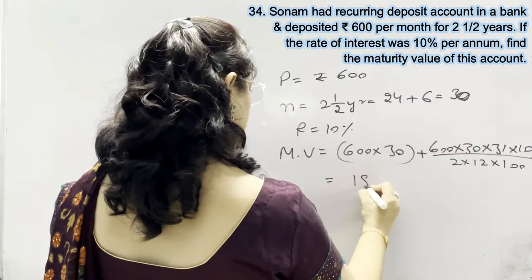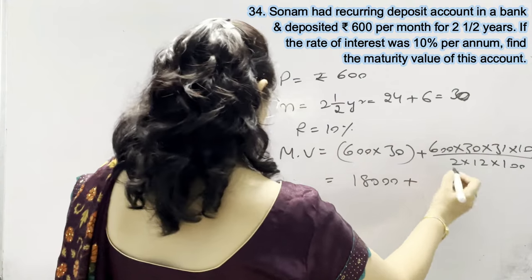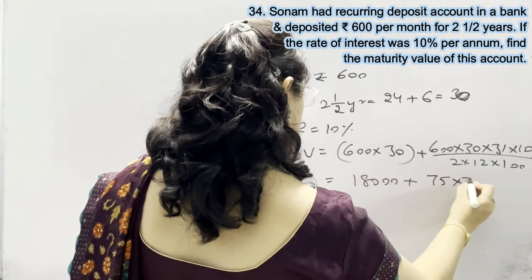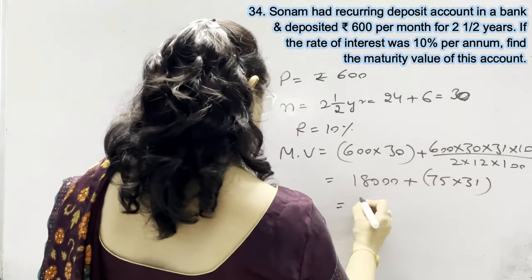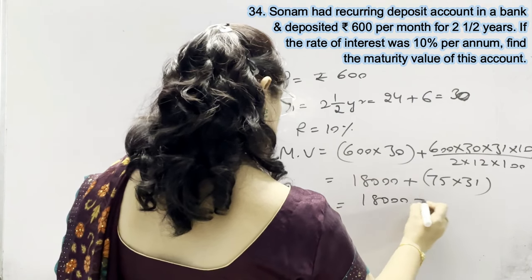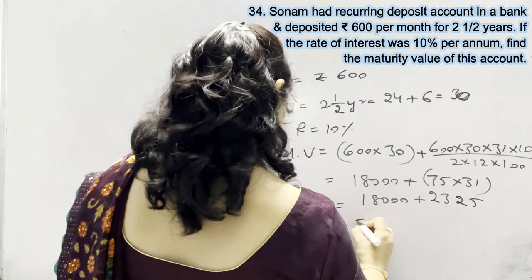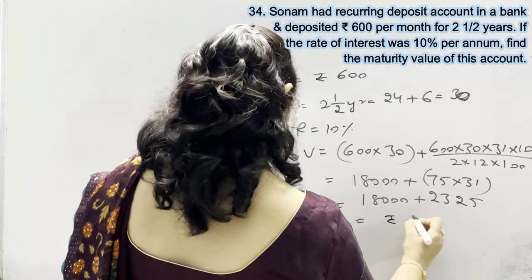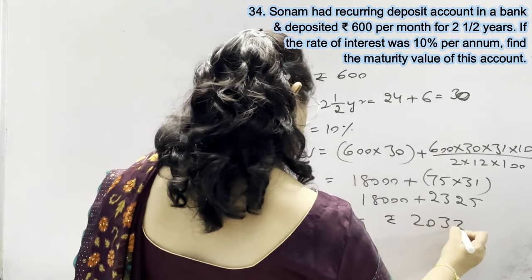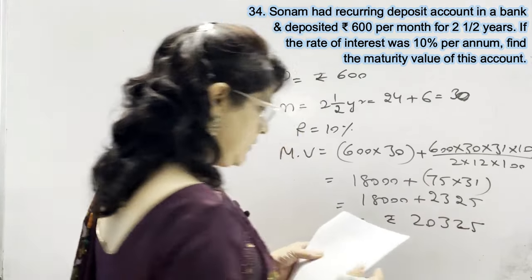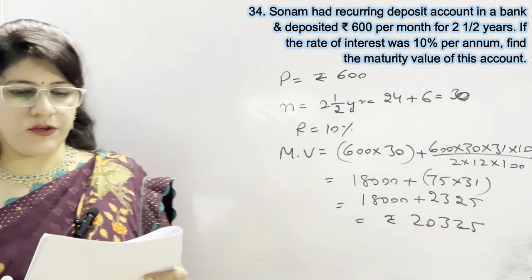So here 18,000 plus after calculation 75 into 31. So 18,000 plus 2325 and value comes out to be rupees 20325. So this is the maturity value.